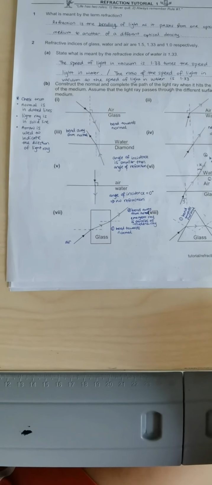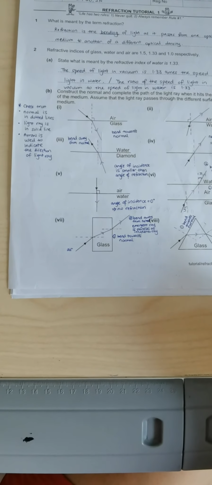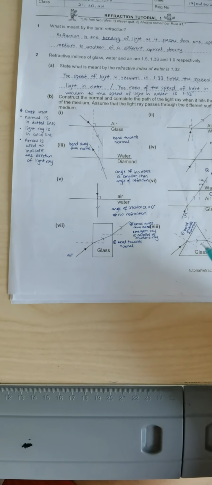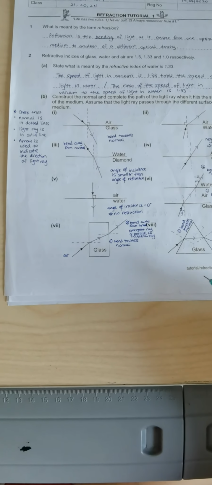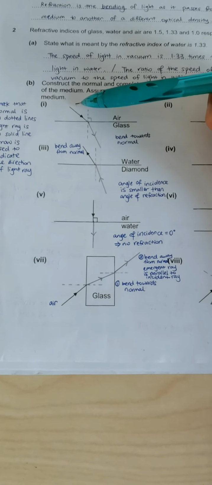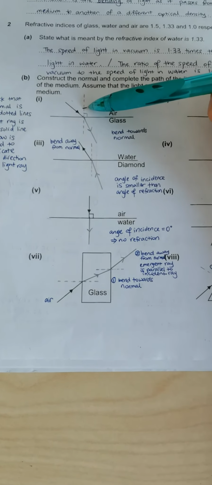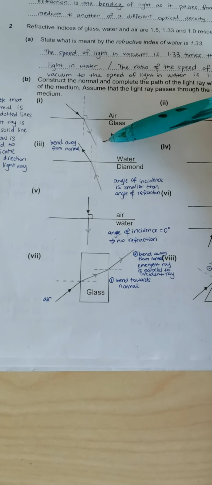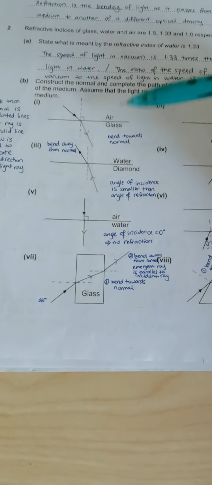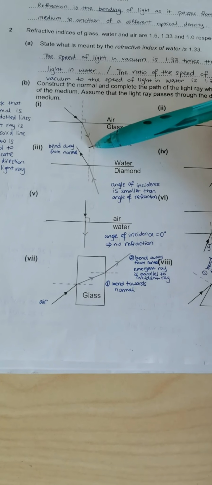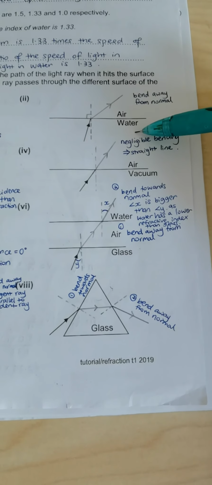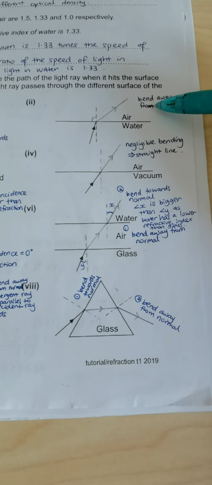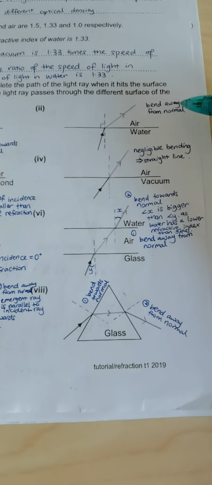Now, because we have not learned how to calculate the angle of incidence and angle of refraction, we are not able to draw accurate ray diagrams to scale. So we are only making use of the fact that when your light ray travels from an optically less dense medium like air into an optically denser medium like glass, the light ray will bend towards the normal. And when it is traveling from an optically denser medium like water to an optically less dense medium like air, the light ray will bend away from the normal.